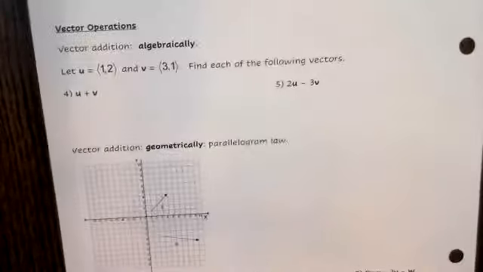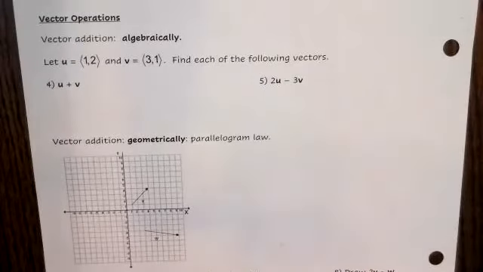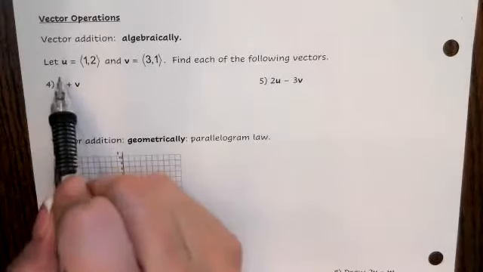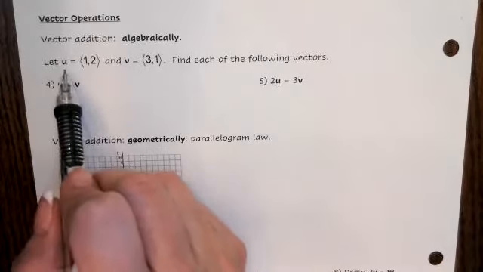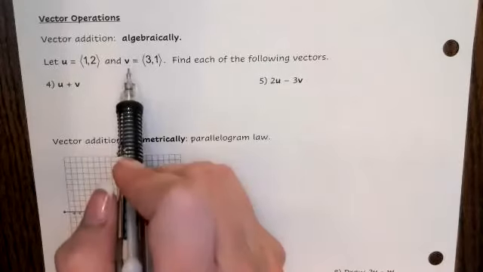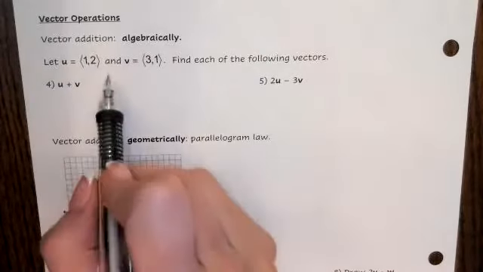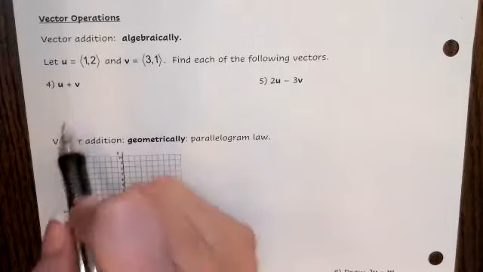All right. When you're working with vectors, you can have operations just like you do with the other math problems, like adding, subtracting, multiplying. So I'm going to show you how to do that, first algebraically, and then again geometrically. So on this first one, it tells us let u be <1, 2>, and vector v be <3, 1>. That is the component form of each vector, and we want to find these.